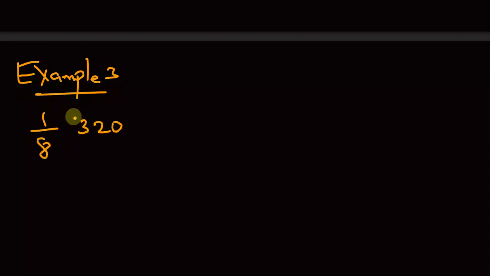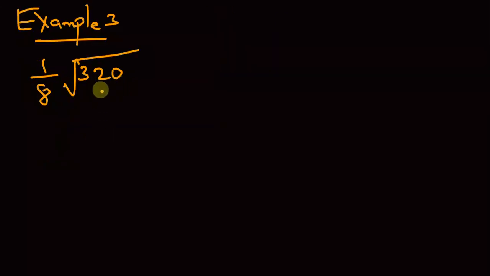Example 3. Our example 3 is 1 over 8 root of 320. Root of 320. Which two numbers when you multiply you get 320? A number like 32 times 10. But in this case, we don't have a perfect square here.